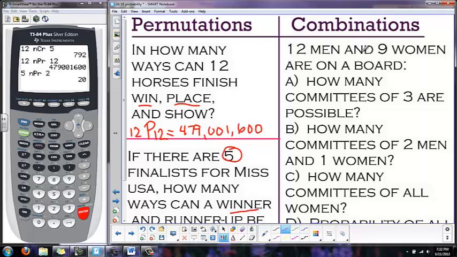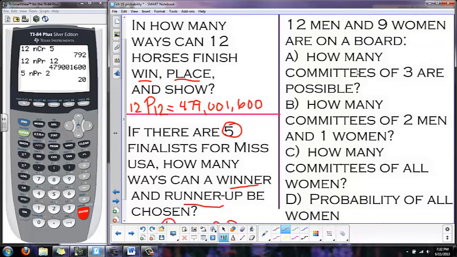So 12 men and 9 women are on a board. How many committees of 3 are possible? And here's a trick that is a good help for the Regents. Anytime the word committee is used in a question, you are always going to use combination. You don't even have to think about it. If you see the word committee or team or group, you use combination. The C and the C, it just helps. Committee is combination. So we have a total of 21 people because 12 plus 9 gives us 21 total people.